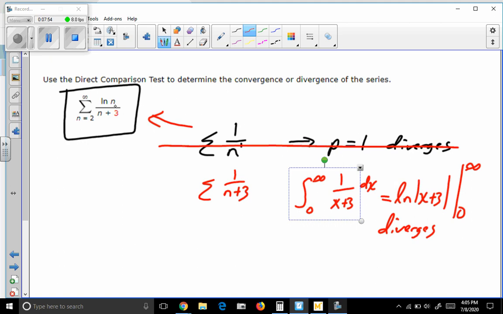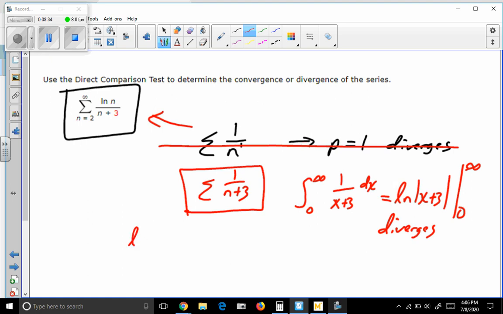That one diverged also, but we were not able to show by the direct comparison test that it diverged because the bigger denominator actually made that smaller than this one. And if this is smaller, it could still diverge, but we don't know that. In order to show by comparison that it diverged, we need the smallest one to diverge. If something is bigger than this, it will diverge also. There are many series that are smaller than this that also diverge, but there are also many series smaller than this that converge. All we know is that since this diverges, every bigger one will diverge also.